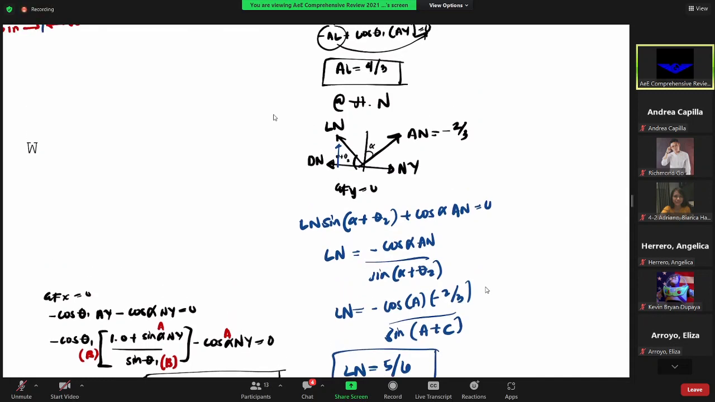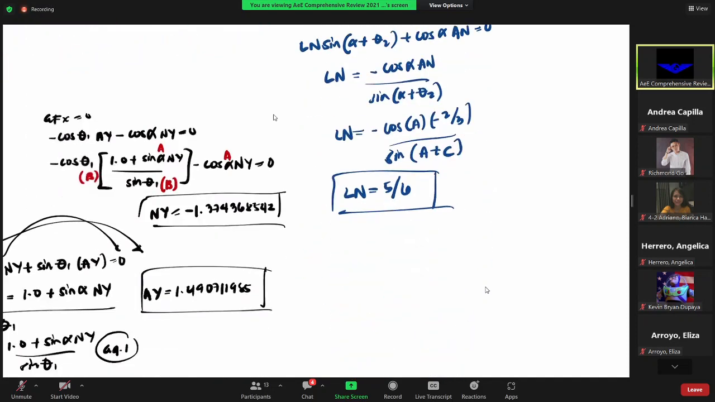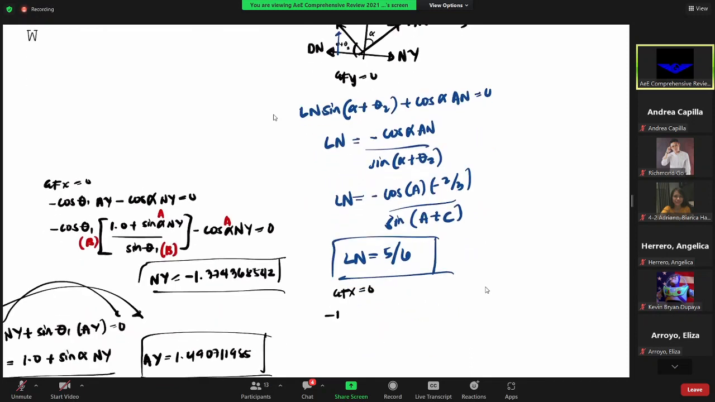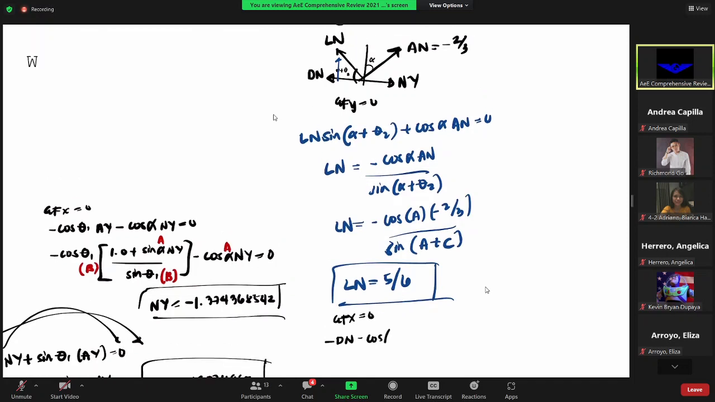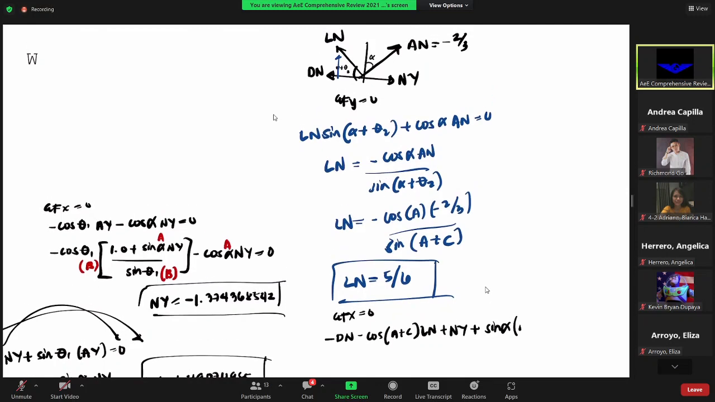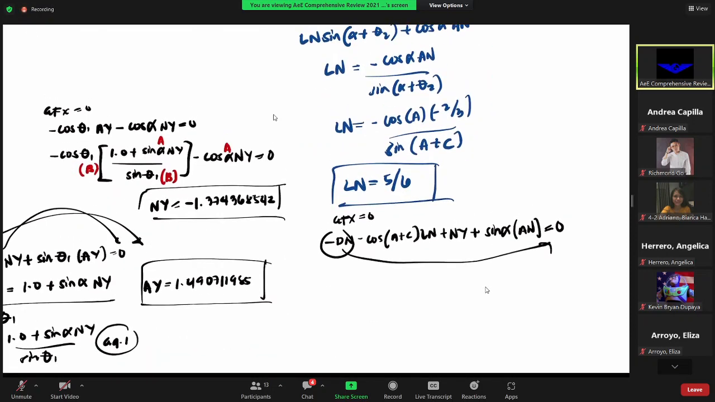Okay. And then, summation forces X. Summation forces X is equal to 0, negative DN, negative cosine A plus C, LN. Tama? And then, positive NY, positive sine alpha, negative 2/3 is equal to 0. Okay, that is AN is equal to 0. So transpose natin to sa kabila. Tama?